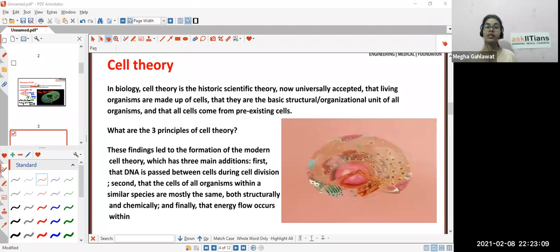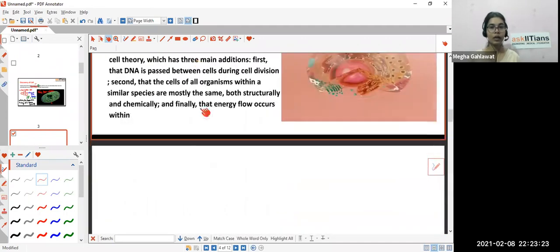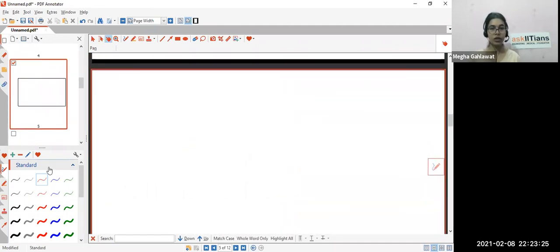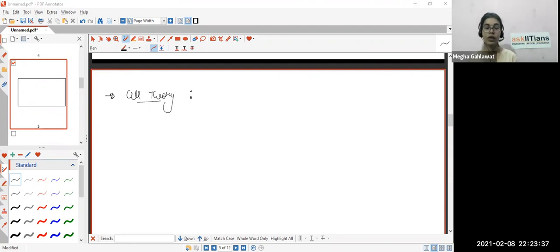So this cell theory was given by Theodor Schwann, Matthias Jacob Schleiden, and Rudolf Virchow. Three scientists were there, so we'll take their names one by one. I'll be writing the names right here on this slide. Cell theory was first given by Schleiden and Schwann. And here we go with the writing of the scientist names. Remember this, it's very important that you remember the scientist names in biology.